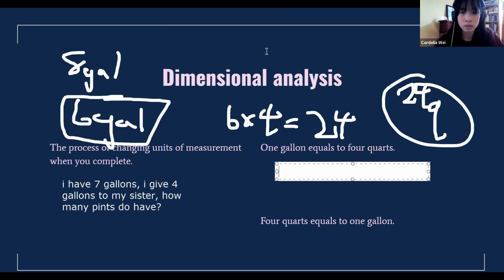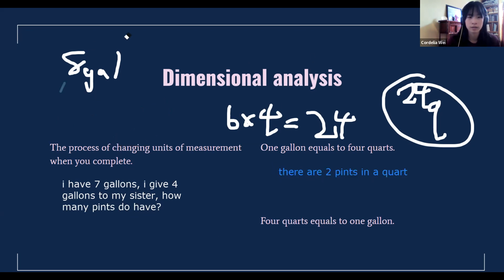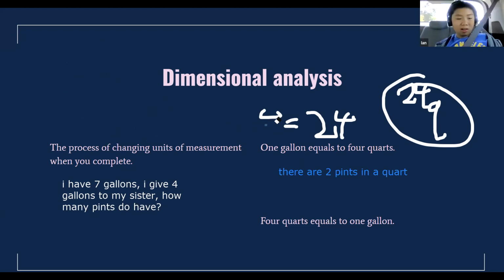Oh, wait, actually. Sorry, 2 pints in a quart. So how many pints do I have? And you can use a screen if you want. I'll erase my stuff. 24.